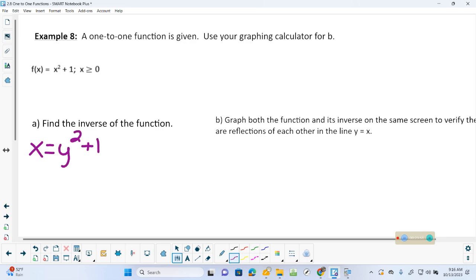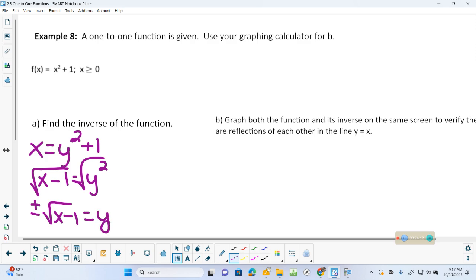I'm going to subtract 1. I'm going to get rid of squaring with a square root. Now, this is the only little spicy part of this problem. What needs to go in front of that square root? Okay, that makes me nervous. Here's why that makes me nervous, and we're going to have to adjust it a little bit.